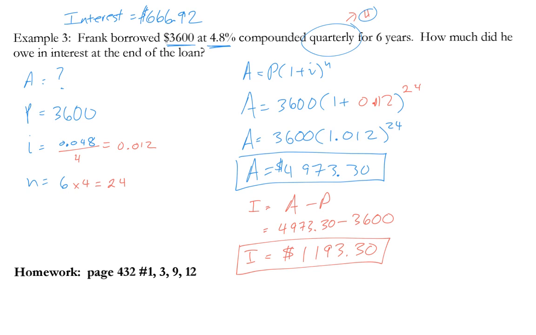All right, so there's your homework. You're doing 432, 139, and 12. So just remember, when you're trying to find the interest, you have to find the amount that you owe at the end minus the amount that you owe at the beginning. And that's why we have the 4,973.30 minus 3,600 to give us our final answer for our interest, being 1,193.30. Make sure you clearly identify those things on your worksheet.